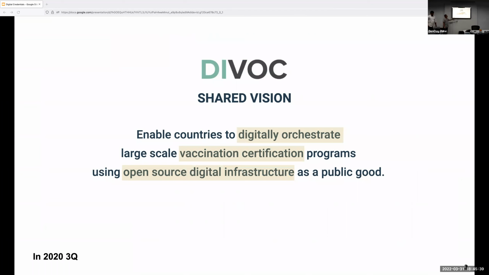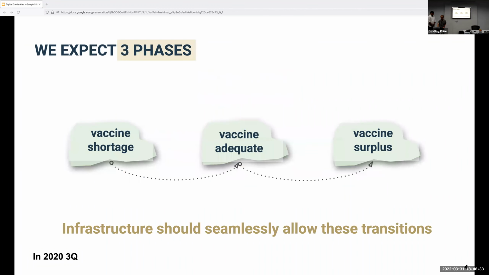So it all started at the end of 2020, when you can imagine how the world was going through a lot of uncertainties, and there were even rumors about vaccination, will it be there, or will it be available in India anytime soon? So at that time, the vision for DIVOC started with enabling multiple countries to digitally orchestrate a large-scale vaccination program. Earlier, you might remember there were a couple of other vaccination programs, but they were done in different phases, not at this scale and within the stipulated time frame. And using open source digital infrastructure as a public good, so that it can be leveraged in other countries also.